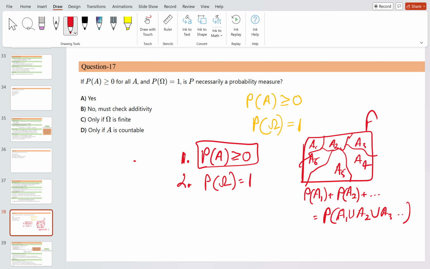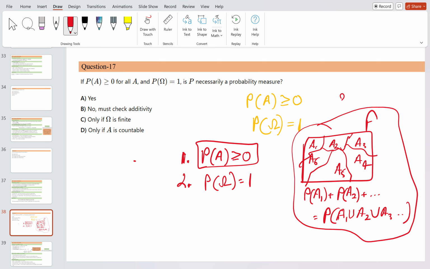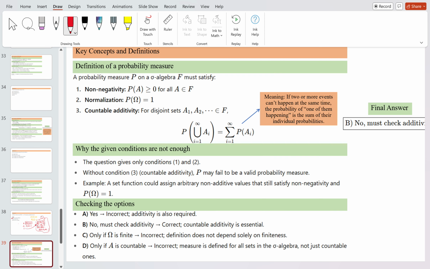But these two properties hold, and there is one more property, which we have talked about, that is the additive property. So option B is actually correct. When you have these two criteria, you must check for the third, additive property. Here I have already written it down, you can read it there.